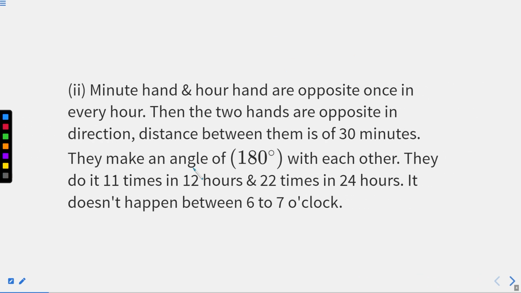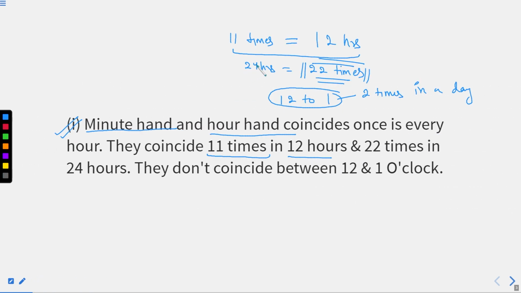Now we'll move to the second statement, right? You can see here. What did the second statement say? The minute hand and hour hand, which you are now very well aware of, are opposite once in every hour. Initially, we are talking about the time at which they coincide. It means the angle between them is 0, right? You can write it down as well.